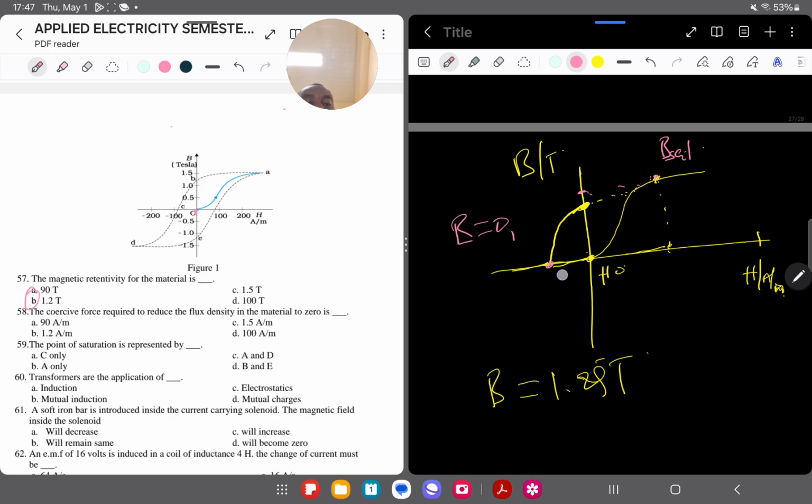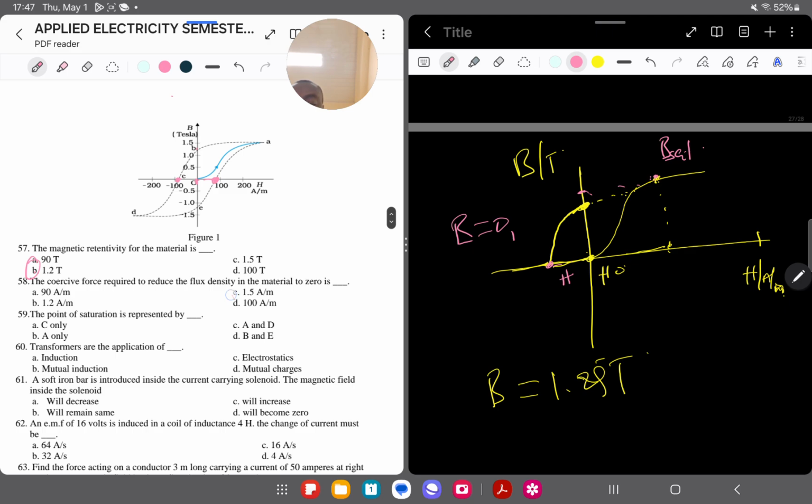Now the corresponding magnetic field strength that will produce the 0 for the magnetic flux density is what we refer to as the coercive force. So here, the coercive force required to reduce the flux density in the material to 0, we just come to the figure, we trace here, this is 0. Or we can even use the other one. You can see here too, the magnetic flux density is 0. So the value of your magnetic field strength, you can see from 0 here is 100. So the answer here becomes 100. So D.